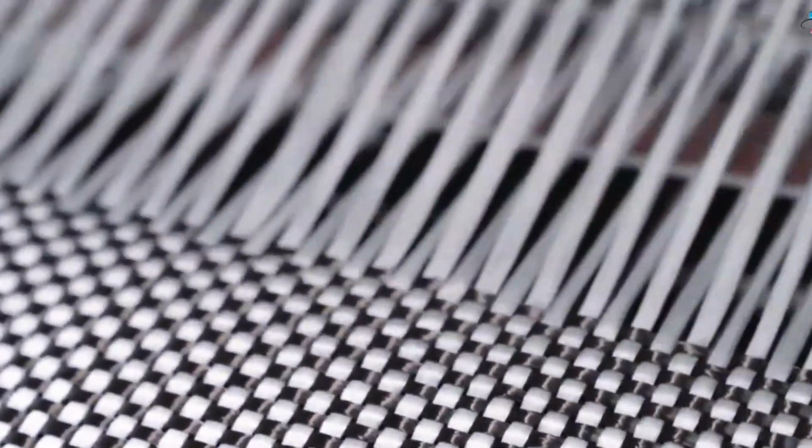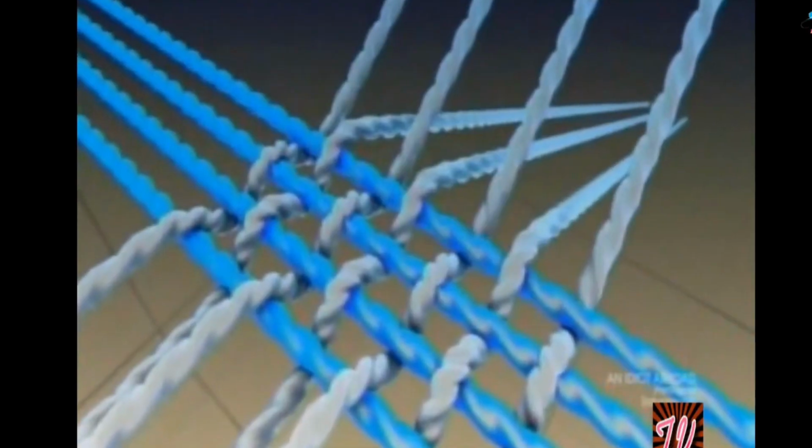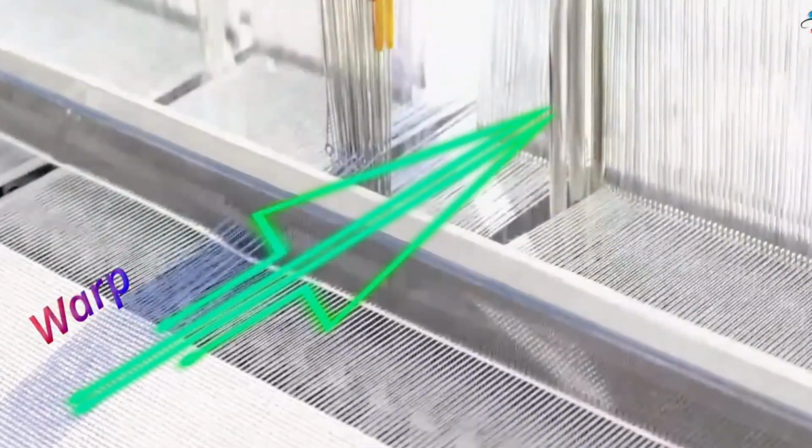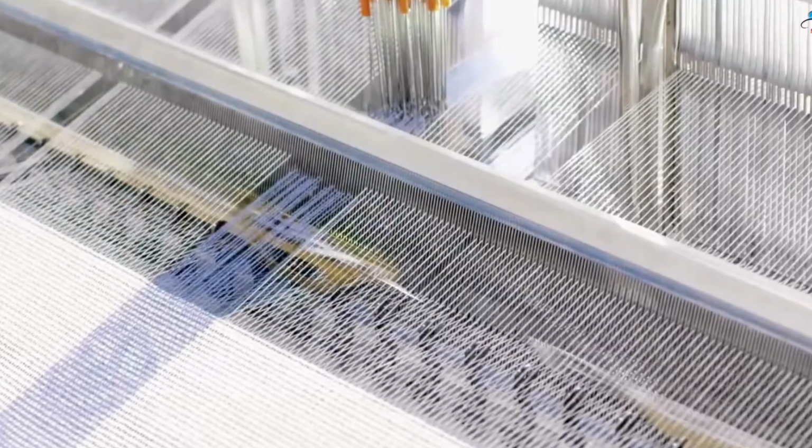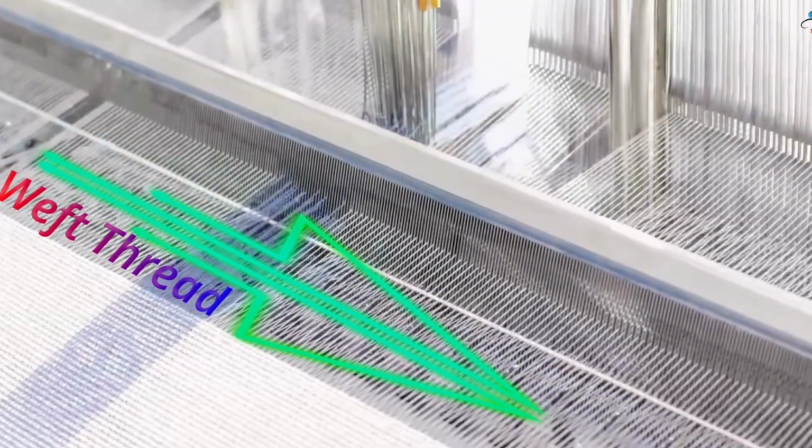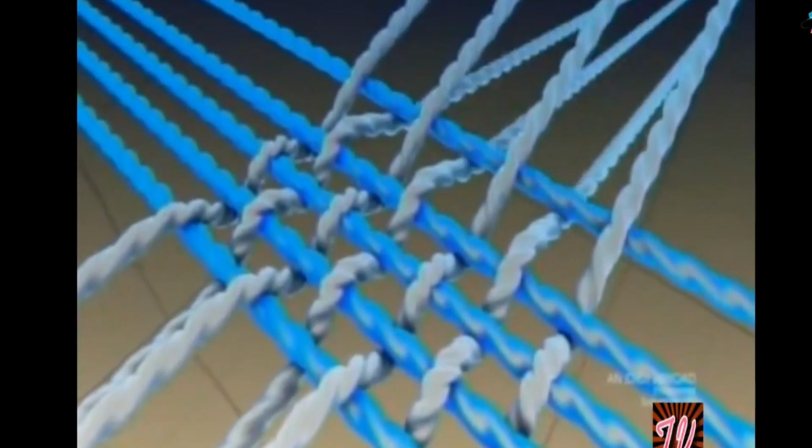The basic material needed for weaving are two sets of threads. The first set is called the warp, rows stretched lengthwise. The second set is called the weft, and it goes back and forth between the warp. The threads are now becoming a piece of fabric.